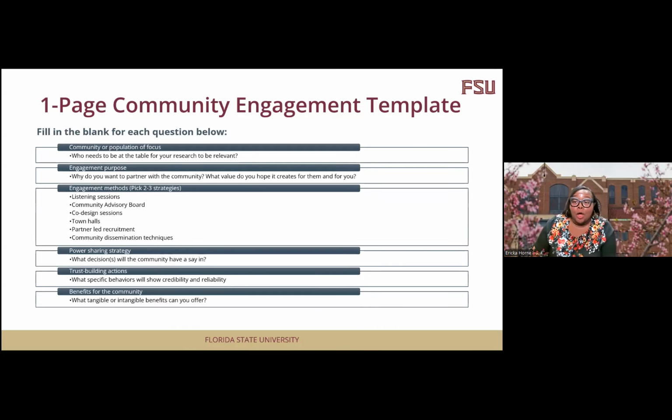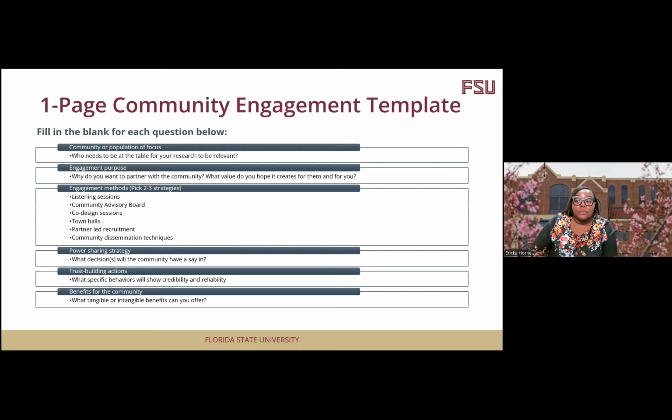You could do town halls where you invite everybody in the community that you're talking about and have them all come. You want to hear from everybody at one time. You can have partner-led recruitment where your community partner is leading the recruitment efforts. They're the ones that are reaching out. If you're partnering with a healthcare facility, maybe they're the ones that are recruiting participants for the study. You may not have to be the face of recruitment.